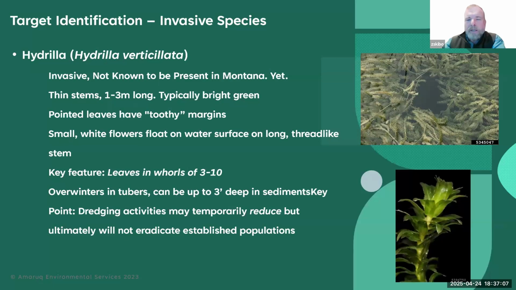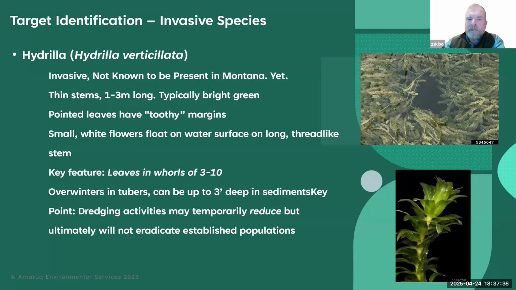Now, hydrilla. Hydrilla can be confused with Elodea, but the easiest way to key it out is that it's not known to exist in Montana yet. It's got thin stems like Elodea, 1 to 3 meters long, typically bright green. However, the leaves of hydrilla have toothy margins, and so again, if you run your hand down that stem, they're going to feel rough. It won't poke you like a thorn or anything, but they are spiky on the sides. The leaves on these stems can be anywhere from 3 to 10.